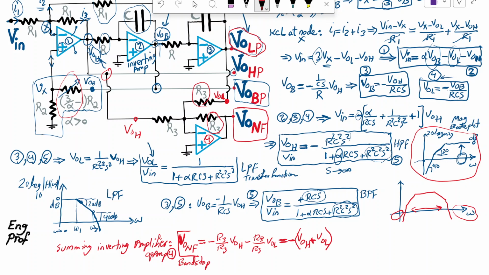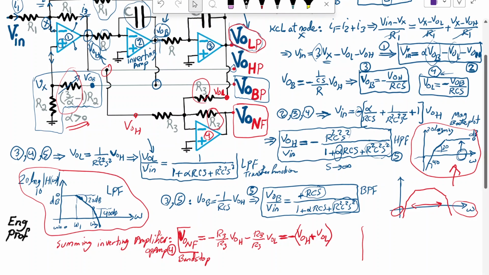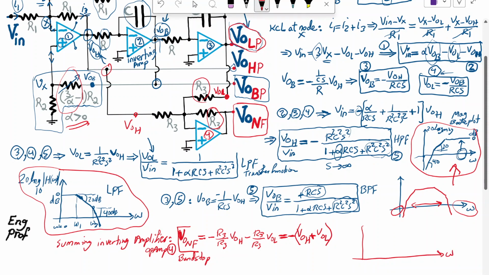So what is the meaning of this? Given especially that alpha is always a positive value greater than 0, it's as if you are adding the low pass to the high pass transfer function or Bode plot. And the circuit is designed in such a way that the overall look of the Bode plot for the notch filter, so the magnitude Bode plot, or magnitude frequency response in dB terms, will actually look like this.